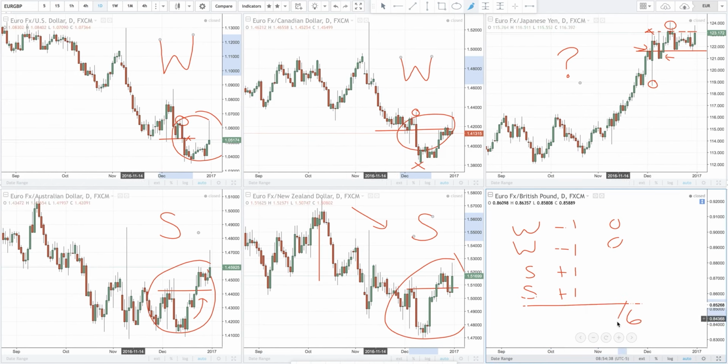So total, there are 6 possibilities. And out of 6, what's our score? -1, -1 is -2. -2 plus 1 is -1. -1 plus 1 is 0. Okay? Basically, there is no flow in the market. It's not telling you a definite direction, which means euro is not a pair of interest. Keep that in mind. Let's do another example.